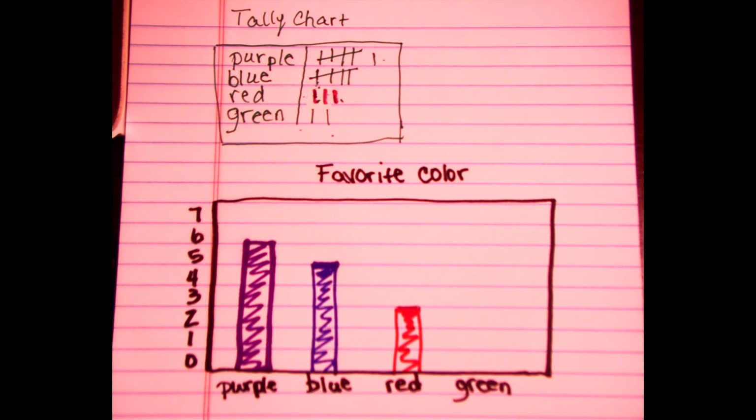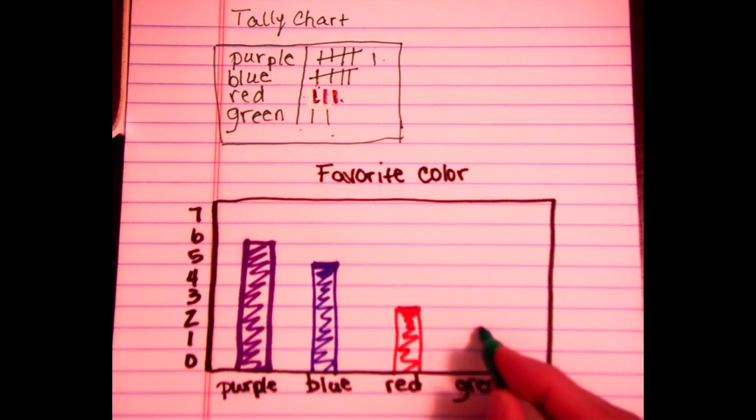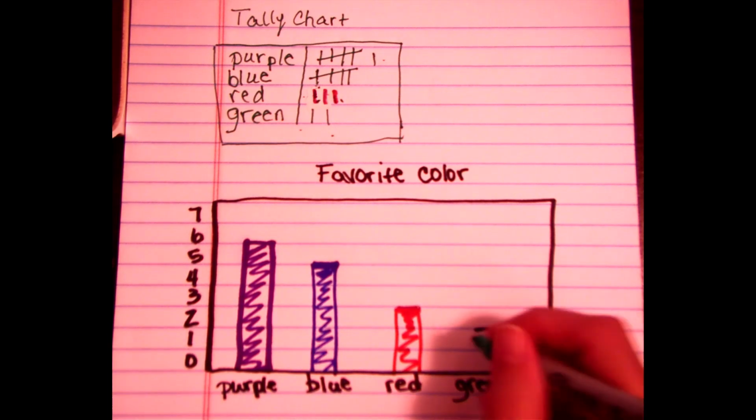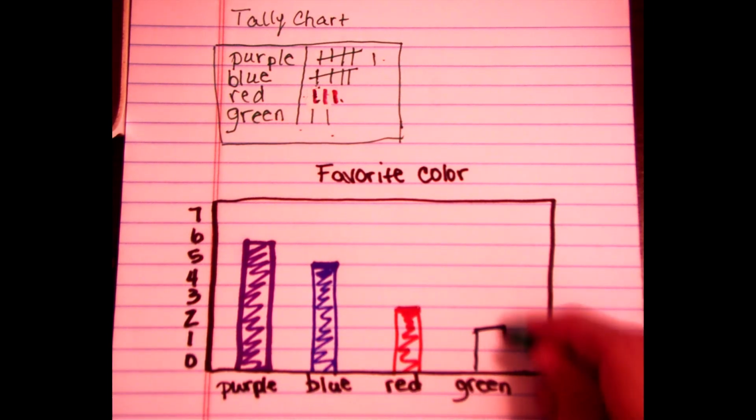And my final color was green. Looking at the data on my tally chart, it shows that I have 2 students who chose green as their favorite color. So it's 1, 2. And just to make sure, I put my finger at the top here, go across, my finger's pointing on 2, and then bring it down.